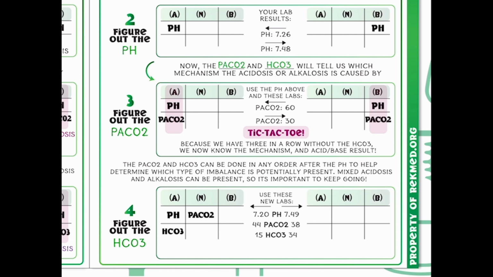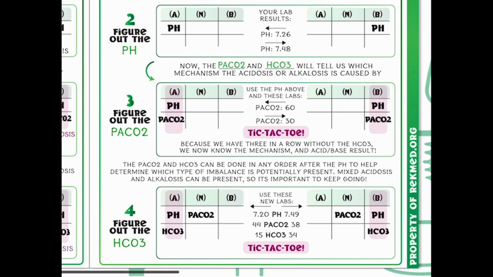But we're going to jump to our patient on the right first. We see a pH that is alkalotic in this 7.49. We have a PaCO2 of 38, which is also within normal range. And we have this bicarb here at 34, which is going to be alkalotic as well. So we do have tic-tac-toe on both sides.